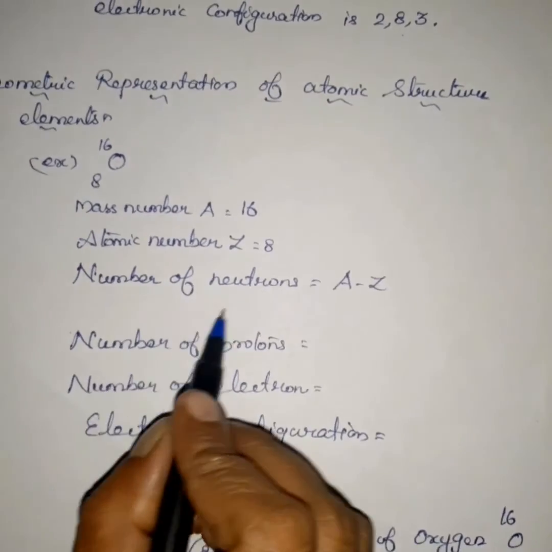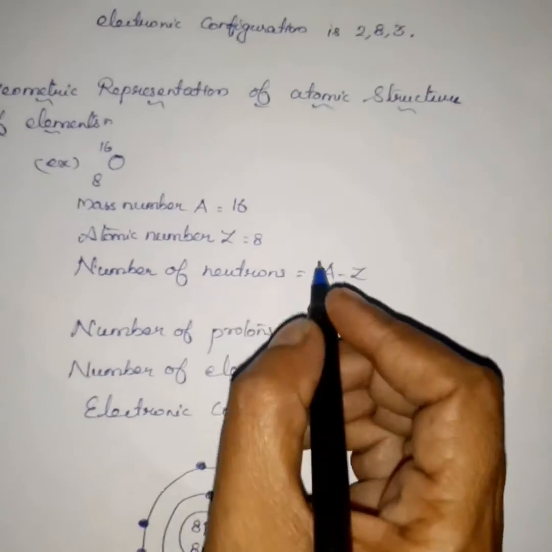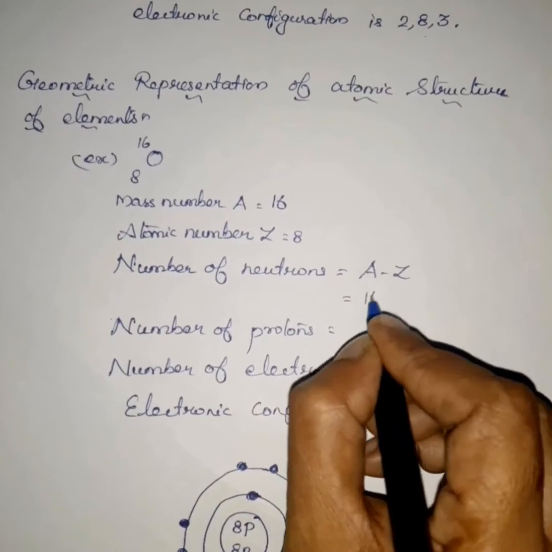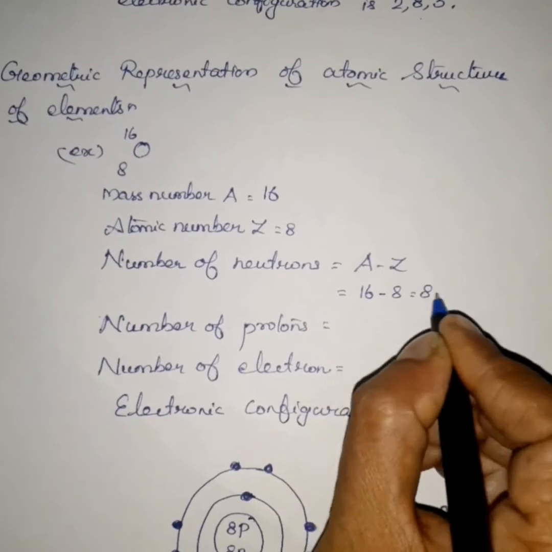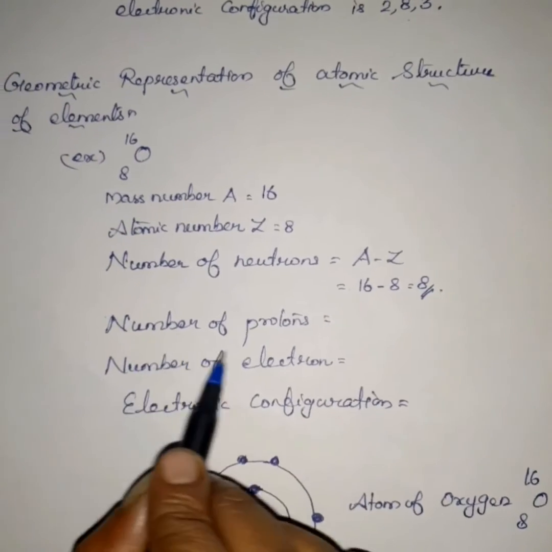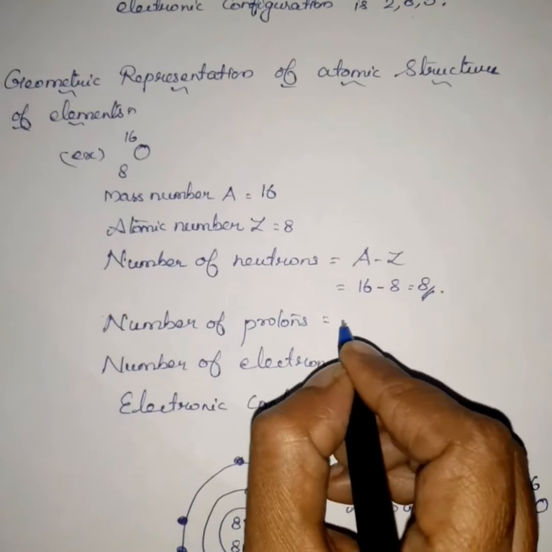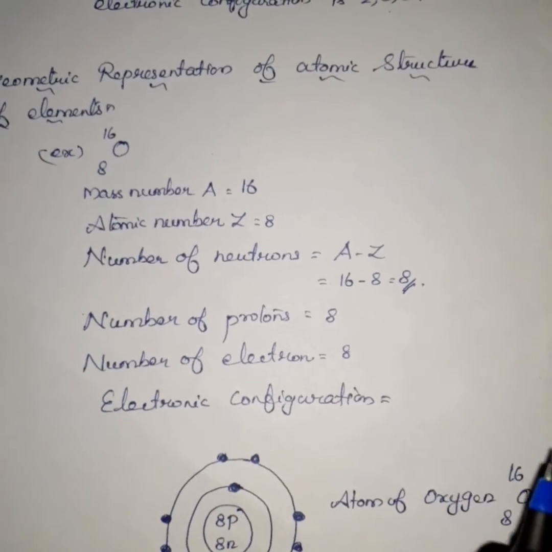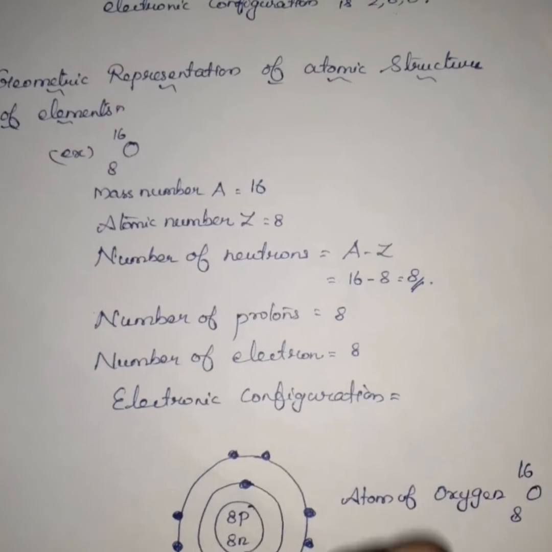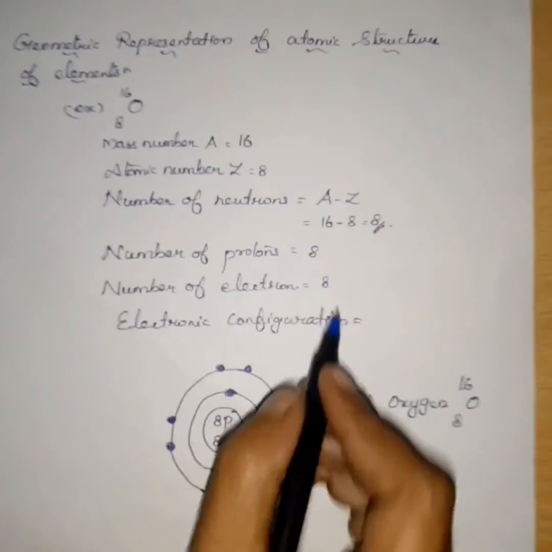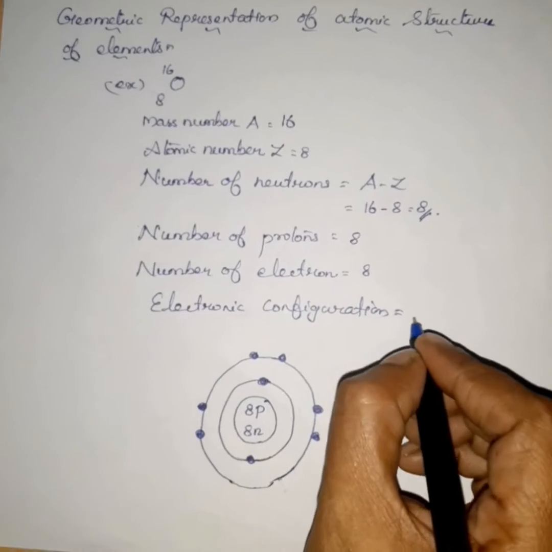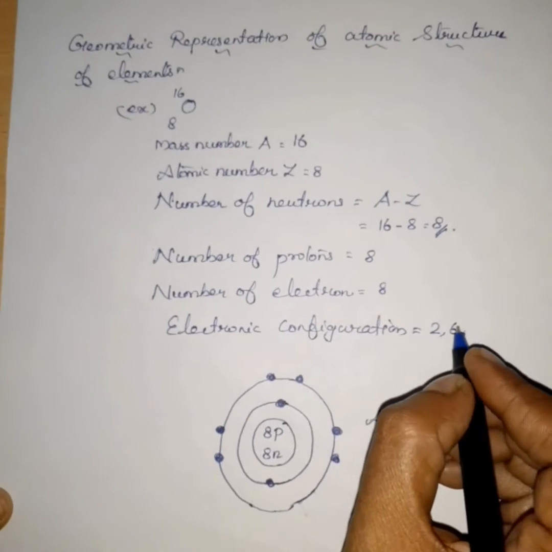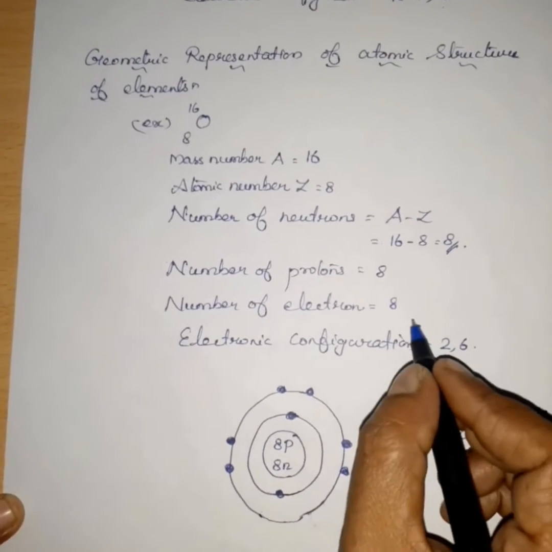Next, the number of neutrons. How do you calculate? N is equal to A minus Z. Here A is 16, so 16 minus 8 is equal to 8. Understand? Here the number of protons is equal to 8 and the number of electrons is equal to 8. Both are the same. Here the electronic configuration: you divide 8, so the first one is 2, next one is 6, K shell and L shell. 2 plus 6 is equal to 8.